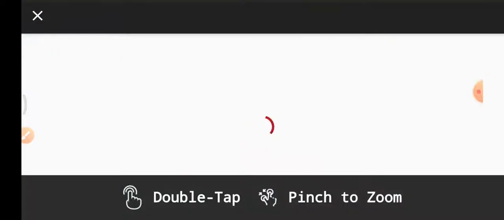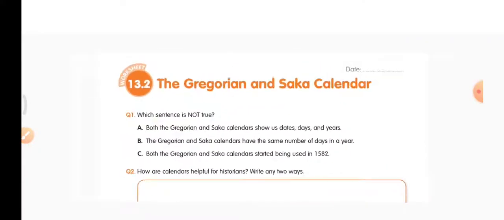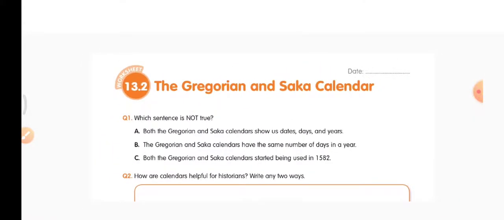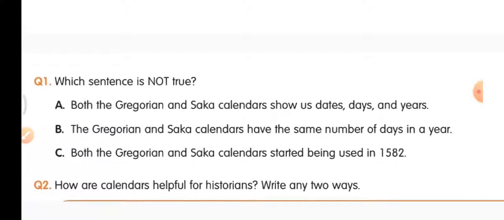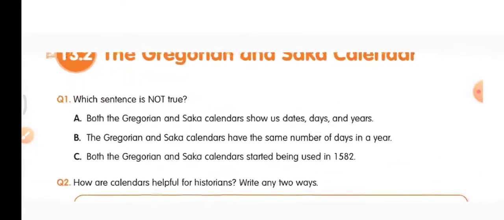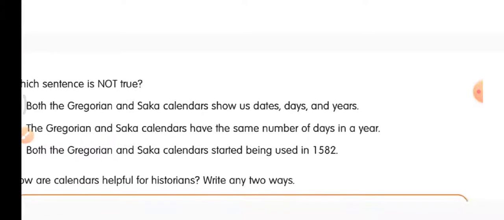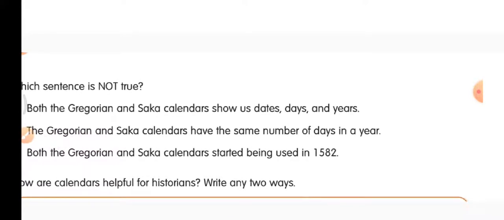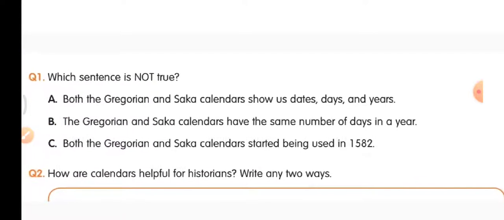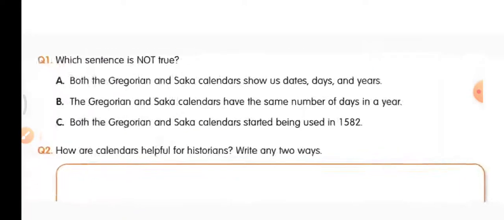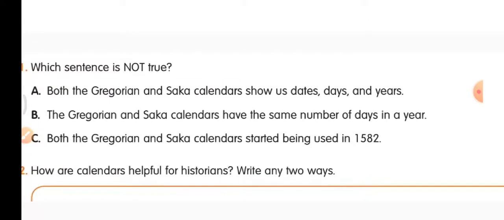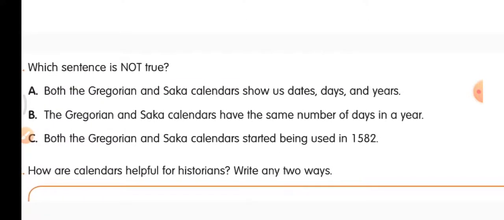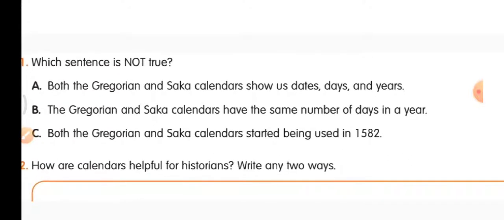Now let us open our worksheet. Put today's date, the Gregorian and Saka calendar. Which sentence is not true? A. Both Gregorian and Saka calendars show us dates, days and years. So this is true. Then B. The Gregorian and Saka calendars have the same number of days in a year.